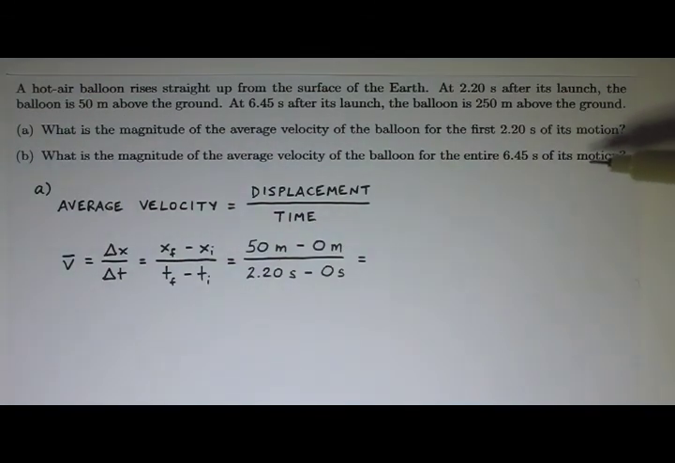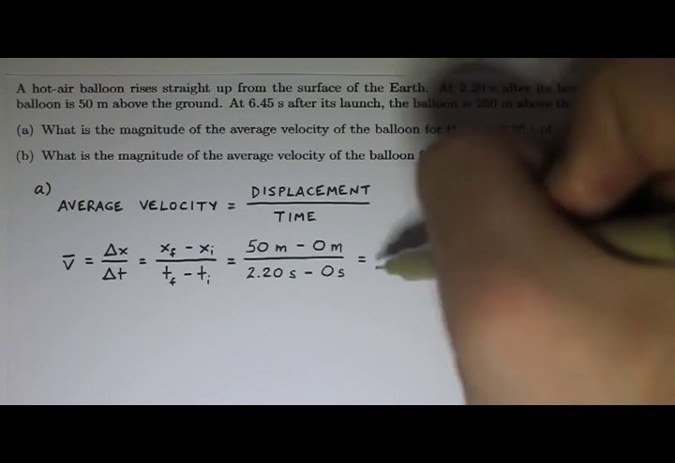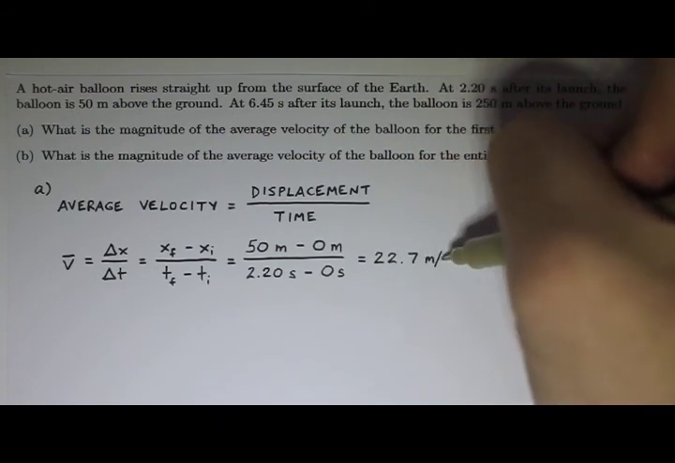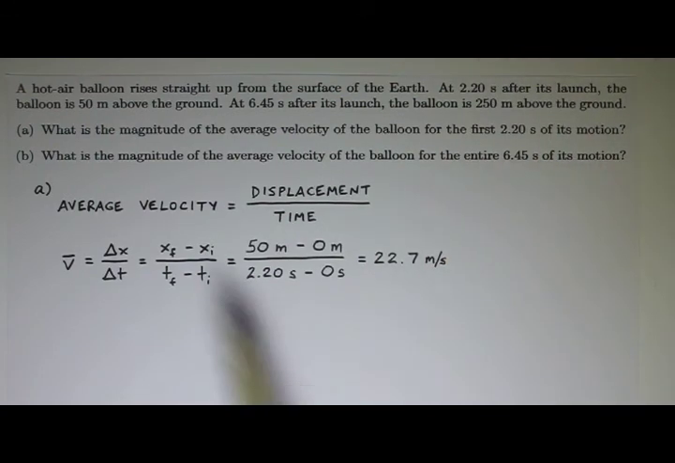Okay, so now we have 50 divided by 2.20, and when you do this on the calculator, you end up getting 22.7 meters per second. And since I'm looking for the magnitude of the average velocity, I do not need to include a direction with the answer.